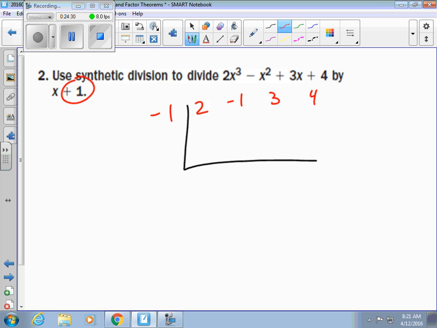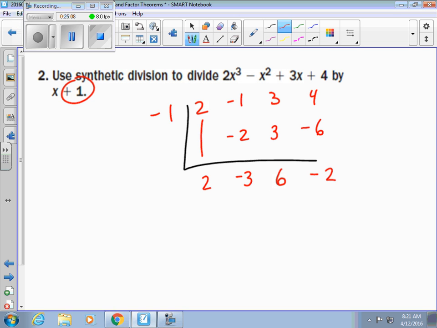2 goes straight down, becomes 2. 2 multiplies by negative 1 to give you negative 2. Those combine to give you negative 3. Negative 3 multiplies by negative 1 to give you positive 3. Those two numbers combine to give you 6. 6 multiplies by negative 1 to give you negative 6, and 4 and negative 6 combined to give you negative 2. I went very quickly through that problem. Did anybody not follow the steps that we went through to get to 2, negative 3, 6, and negative 2?